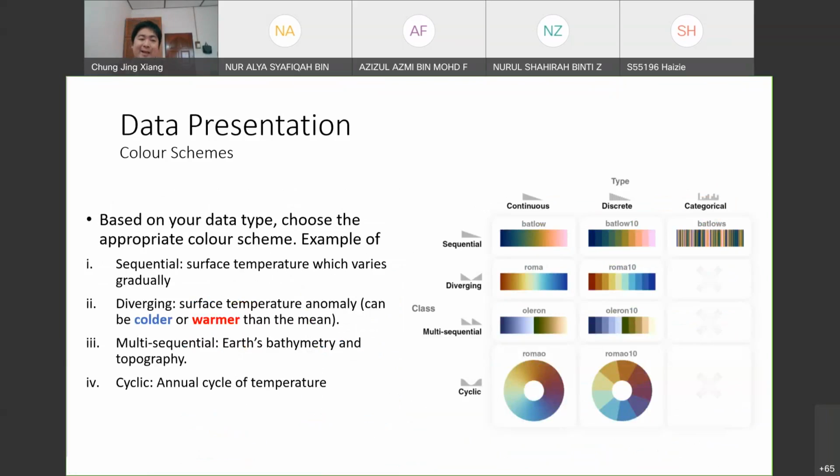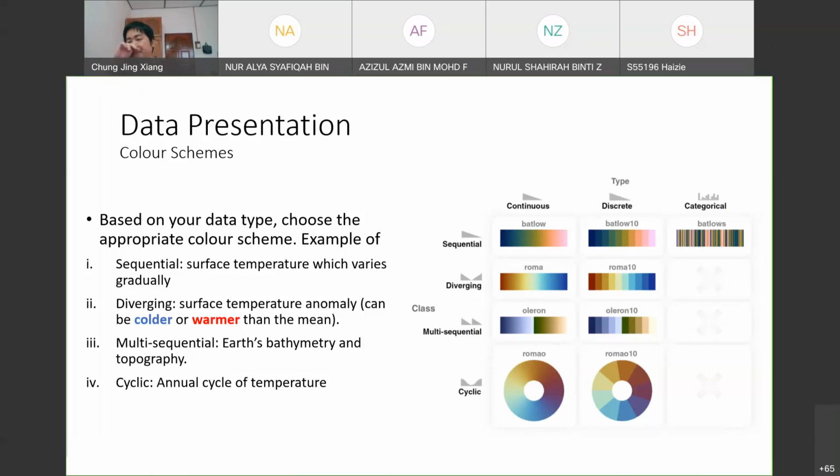All right. And then based on the data type, we have to choose the appropriate color scheme. There are so many different color schemes. Which one to use? Obviously, the data is either distributed linearly or not. But there are so many color schemes, not just one color. So we want to know which one to use. You need to know how the data is being distributed. Is it sequential, diverging, multi-sequential, or cyclic?